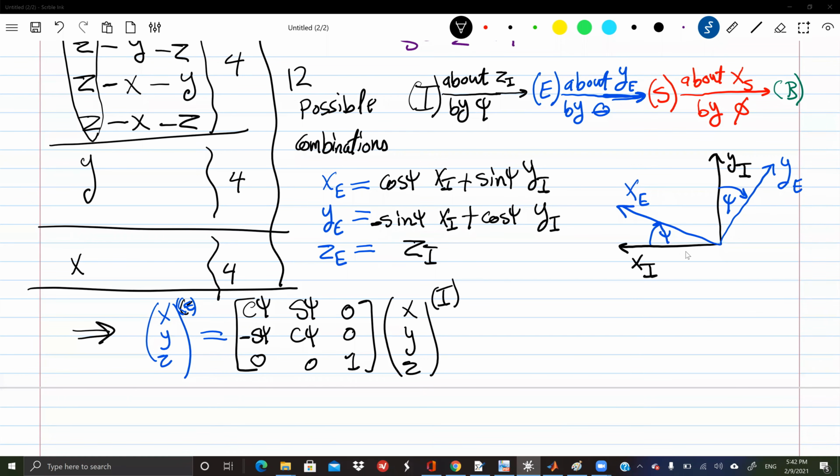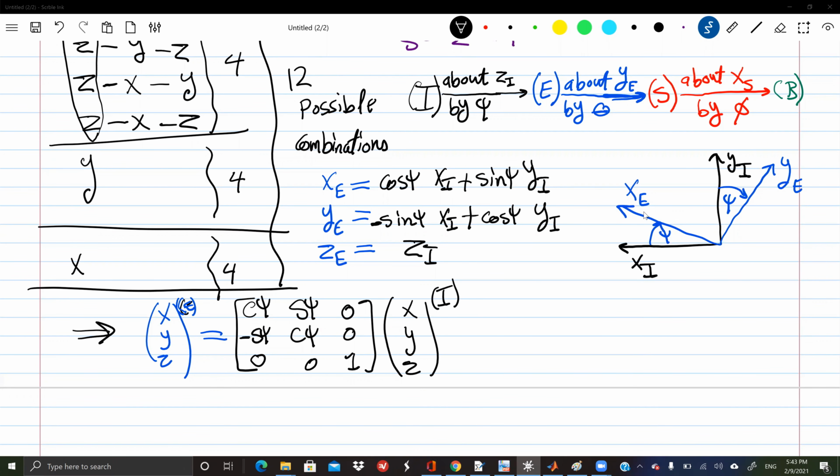Yeah, that's fine. So here, simply I need XE, the blue one, from XI and YI. I mean, it's always the cosine of the angle in between. It's cosine of the angle in between, and it's positive if they are in the same direction, negative if they are in the opposite direction. So XE has cosine psi times XI. Now, the angle in between is not psi, it is the complement. So it becomes sine now, right? So sine psi times Y inertial. This is the first line.